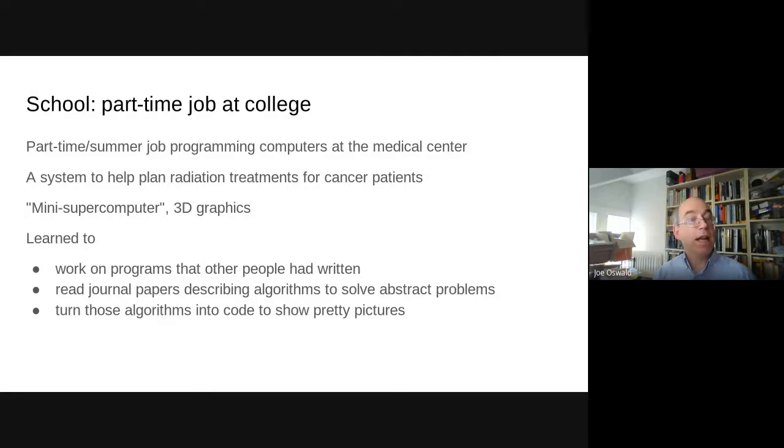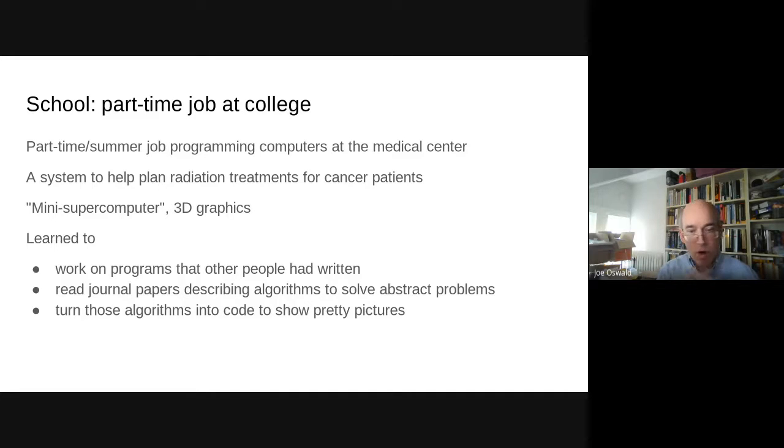And in addition to that, I had a part-time job while I was at college. During the school term it was a few hours a week, and I also did it pretty much full-time during the summers. It was to program some computers they had at the University Medical Center. The software was a system to help doctors plan out radiation treatments for cancer patients. So the anatomy of the patient would be in the computer.